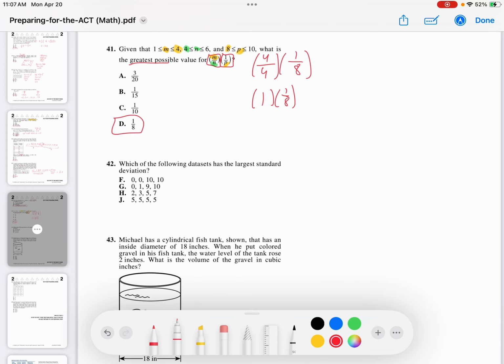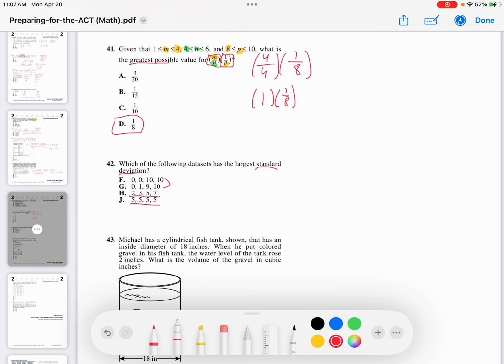Which of the following data sets has the largest standard deviation? Without going into too much detail, standard deviation basically means how close the numbers are together. So this one would have a really tiny standard deviation because they're all the same number. This one would be a little bit more spread out because the numbers are not all the same, but still much closer than the other two.